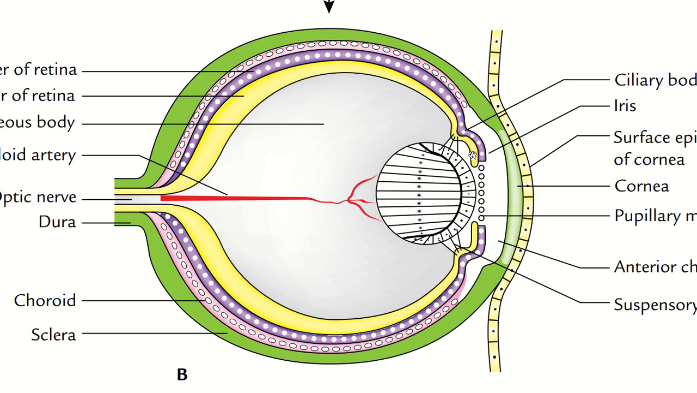So let's take a look at a revision of the development of the retina. The retina, we say, comes from the inner layer of the optic cup, divided into two.